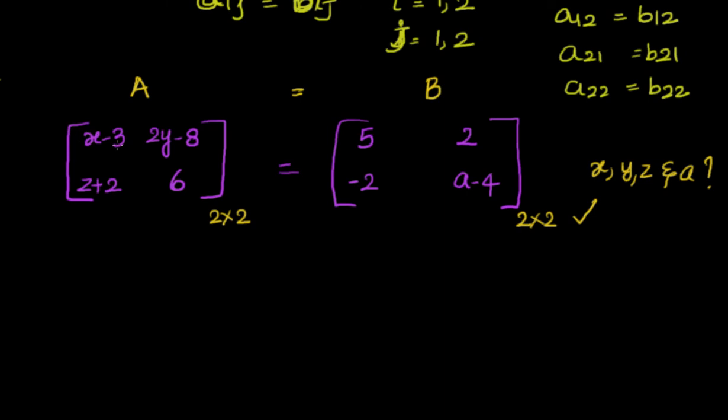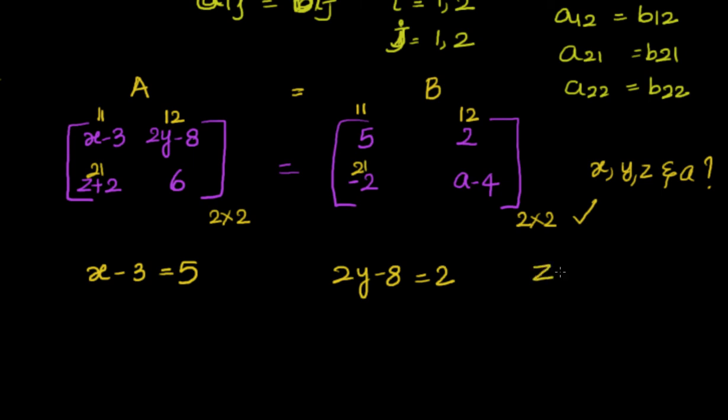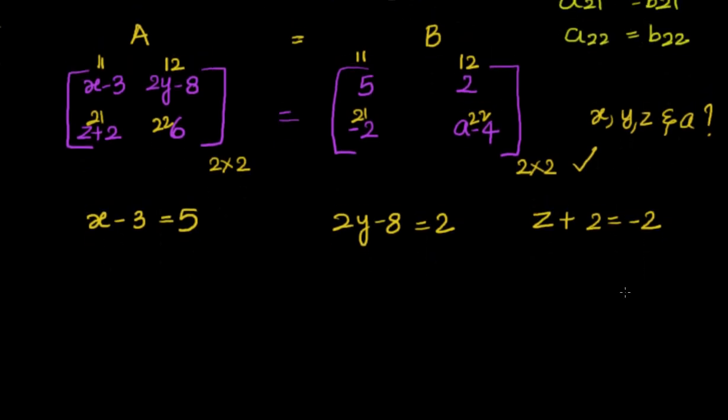Now after that, each corresponding element should be equal. The 1 1 element should be equal to the 1 1 element. So my equations are x minus 3 equal to 5, given by 1 1. Then equating 1 2 to 1 2, I get 2y minus 8 equal to 2. Equating 2 1 and 2 1, I get z plus 2 equal to minus 2. And equating 2 2 and 2 2, I get 6 equal to a minus 4, that is, a minus 4 equal to 6.